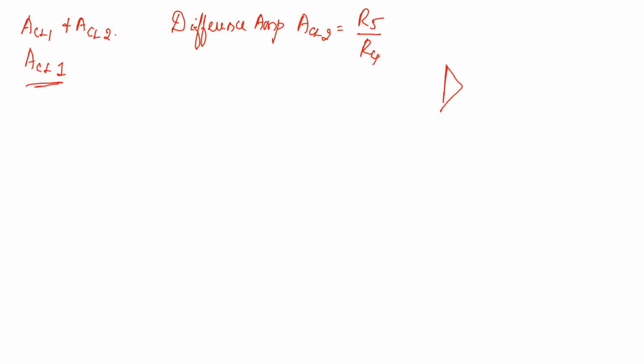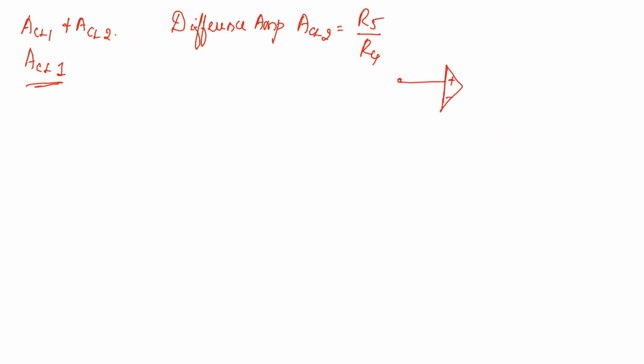So you know that the gain of your difference amplifier, ACL2, is equal to R5 divided by R4, right? So feedback resistor, that is R5 divided by R4. Now you have to find out the gain ACL1, that is your differential input output amplifier. For that, let me draw the diagram once again.